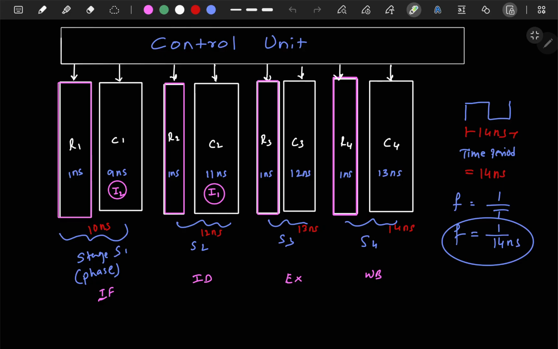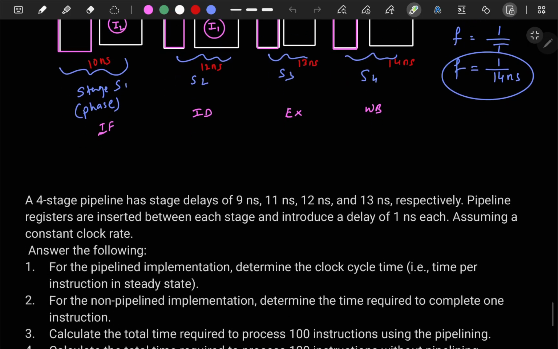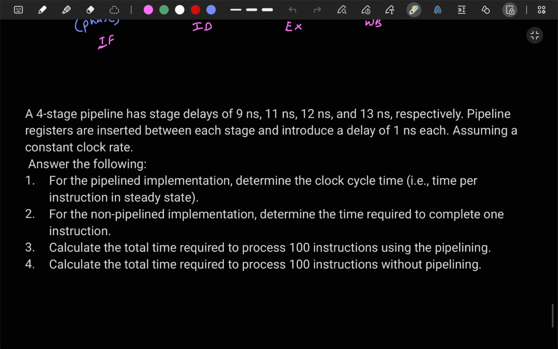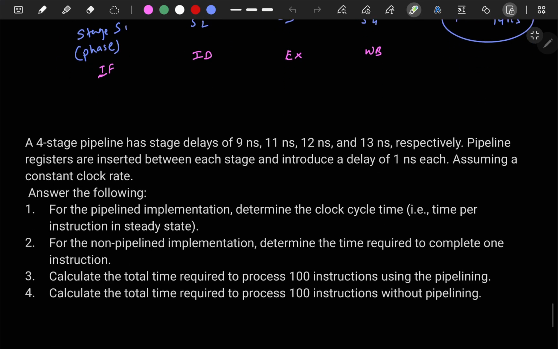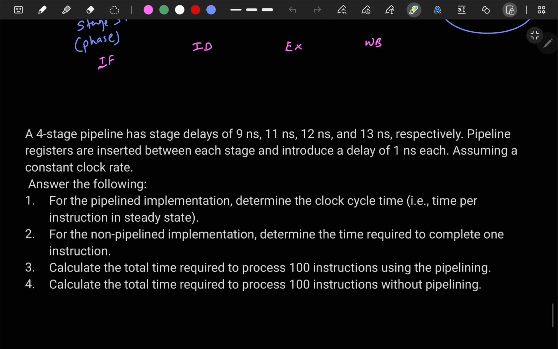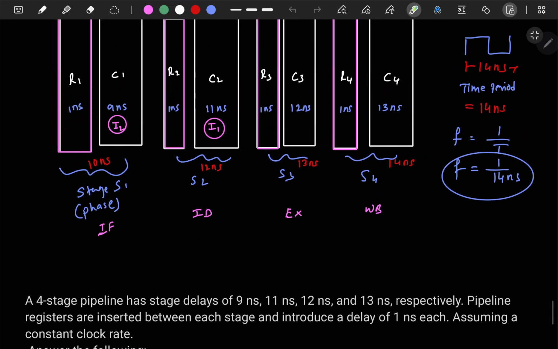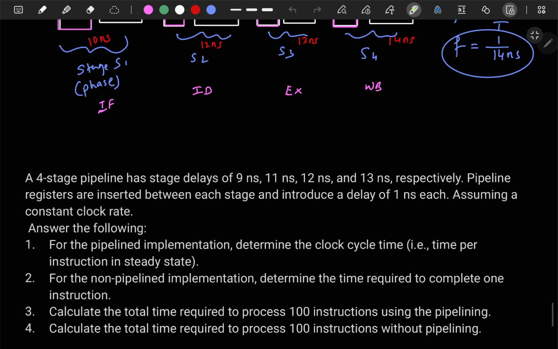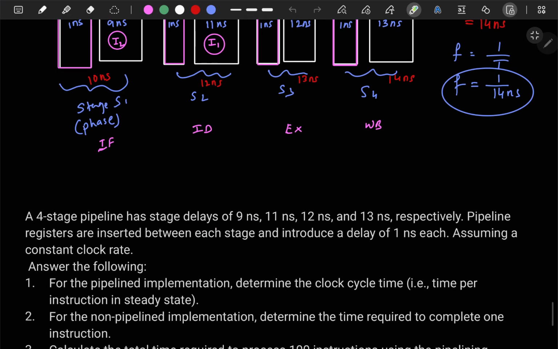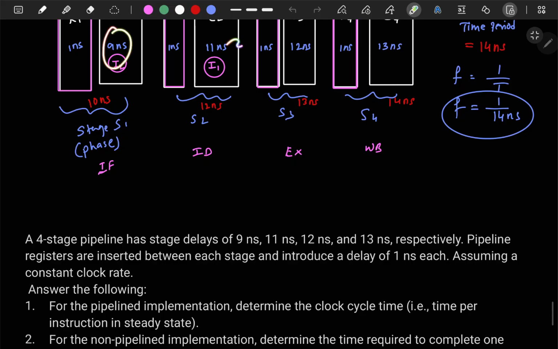Considering this example, I framed one question. So in this question we can clearly see I have taken the same example and framed the questions using it. Here also there is a 4-stage pipeline, and each stage is taking different delays. Here I am talking about this combinational circuit: 9 nanoseconds, 11 nanoseconds, 12 nanoseconds, 30 nanoseconds. So that is what I mentioned here also, right?